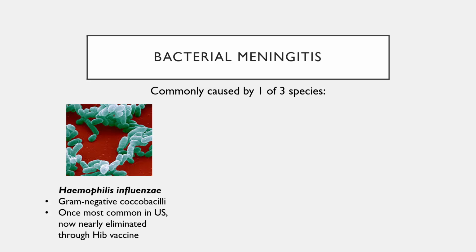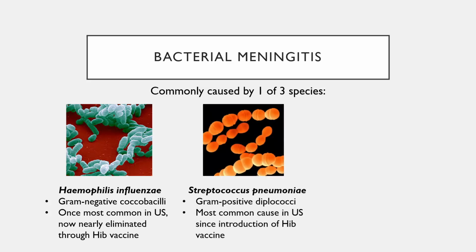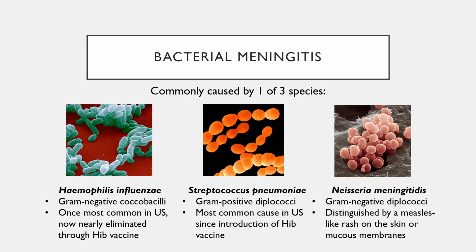There is also Streptococcus pneumoniae. This species we've seen before. We've seen it as a cause of pneumonia and other infections. It is gram-positive diplococci in its morphology, and it is now the most common in the United States since the introduction of the Hib vaccine. And then lastly, there is Neisseria meningitidis. This is a gram-negative diplococci, and this one can be distinguished by a measles-like rash that arises on the skin and mucous membranes in conjunction with the meningitis.